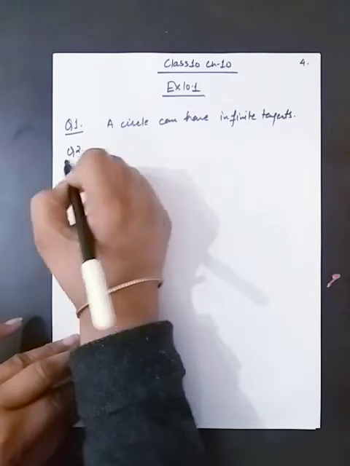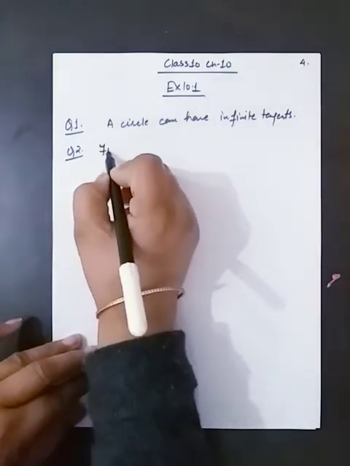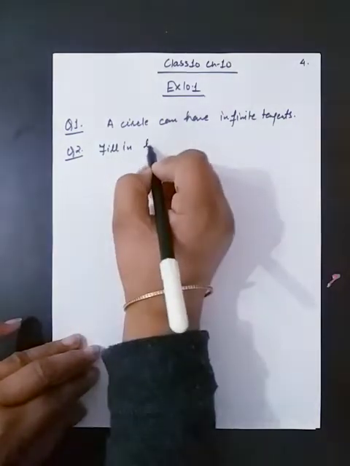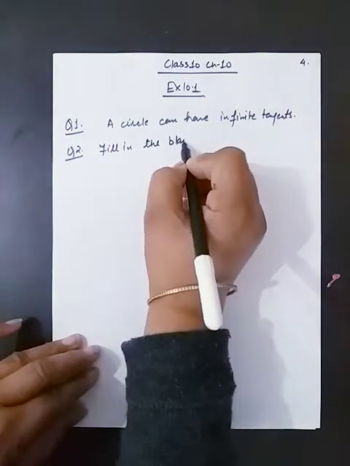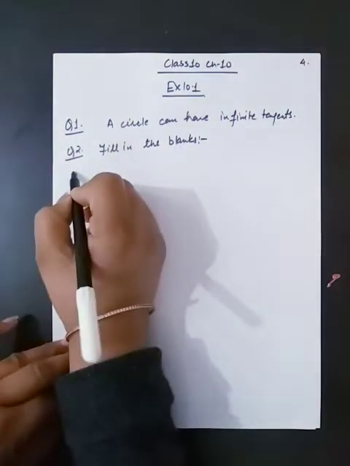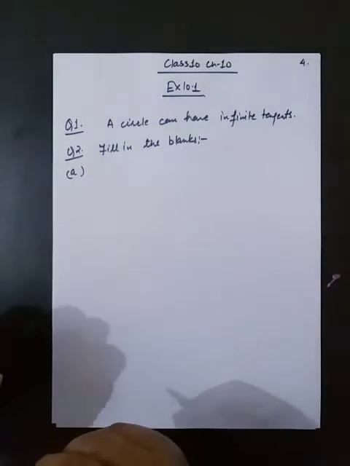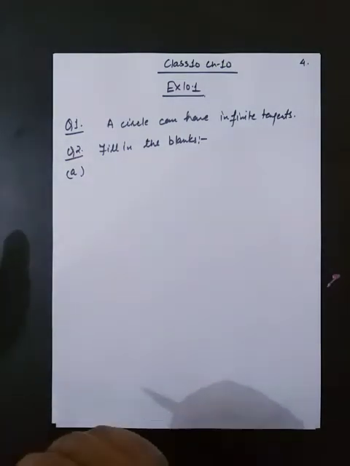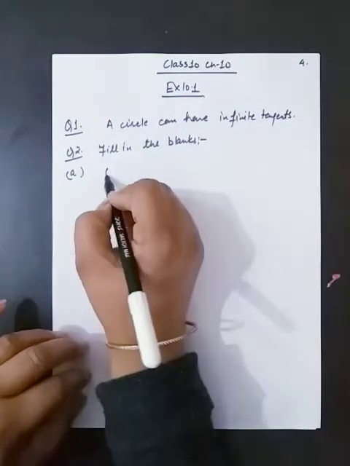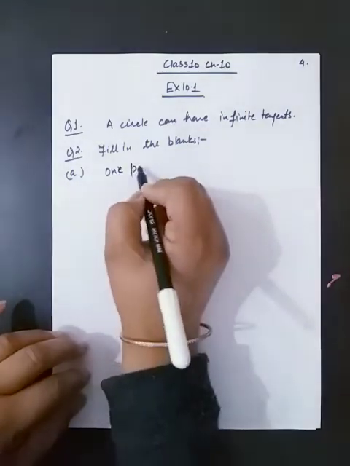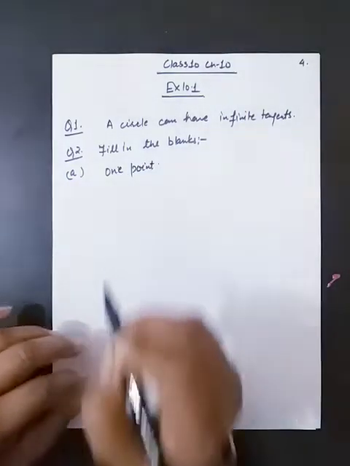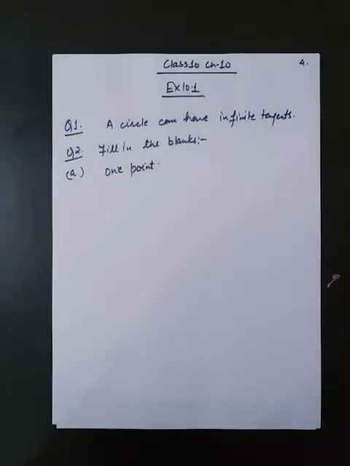Question number 2. There are some blanks. A tangent to a circle intersects it in one point. You were already told that a tangent intersects the circle at one point only.